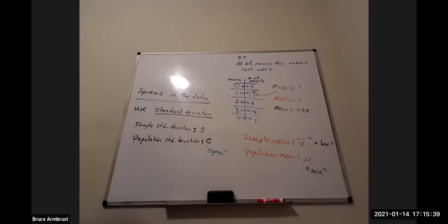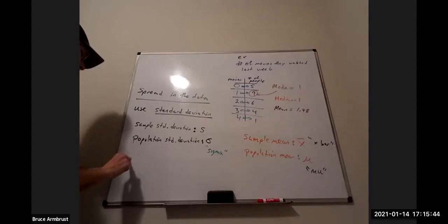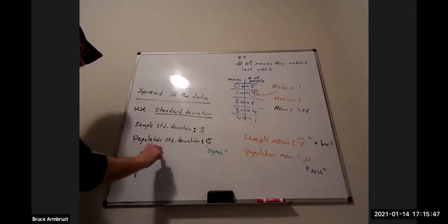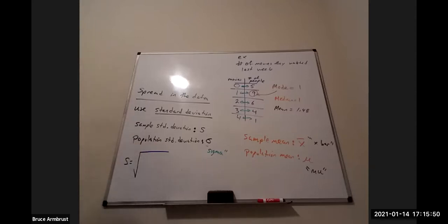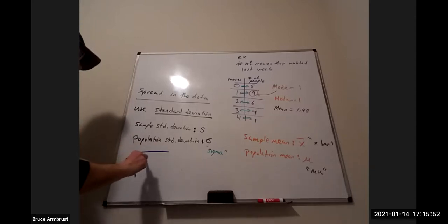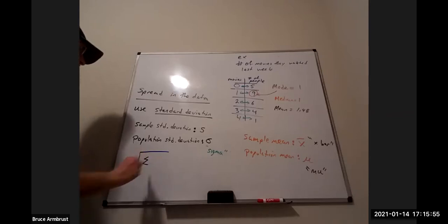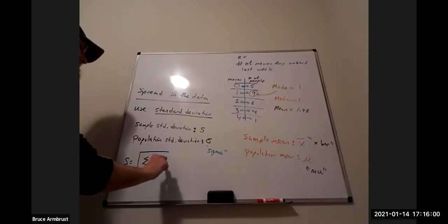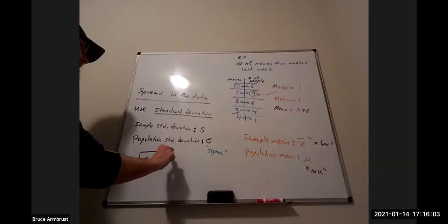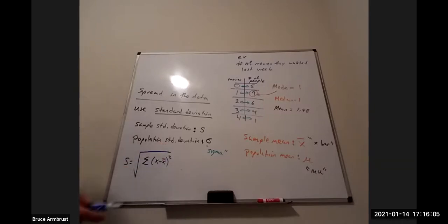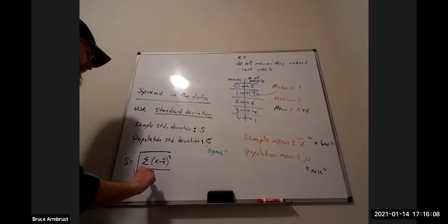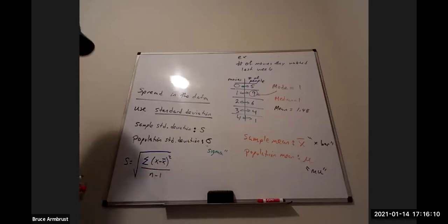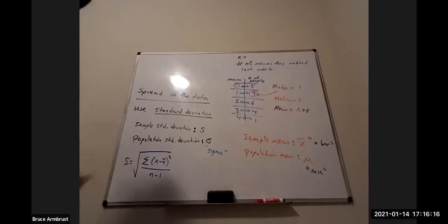If you want to calculate your sample standard deviation, you've got S here, it's the square root of a fraction. The fraction has in its top the sum of x minus x bar squared. And on its bottom, we have n minus 1. So that's its formula. I'll explain what everything is in a second.